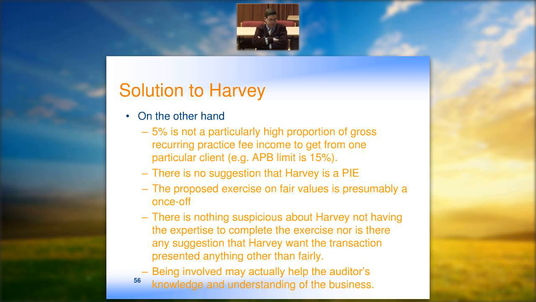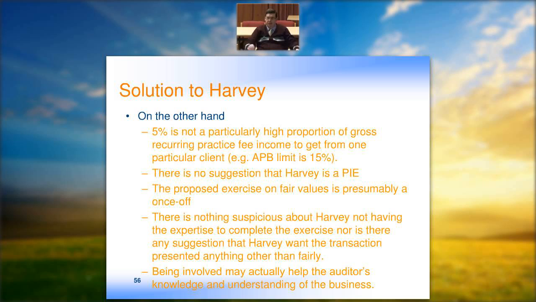This company is quite above board, no pun intended. There's no suggestion that they want you to value it in any particular way. They're just asking you to know what you do it. And there's also a point that you could make that being involved may actually help the auditor's knowledge and understanding of the business. So this gives the auditor, in some ways, an insight into the business. So there may actually be positive benefits.